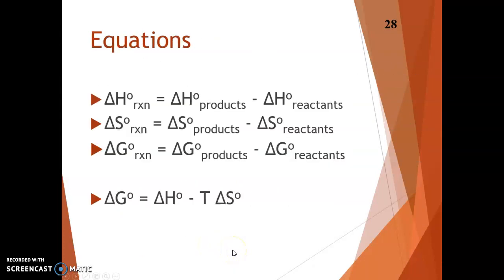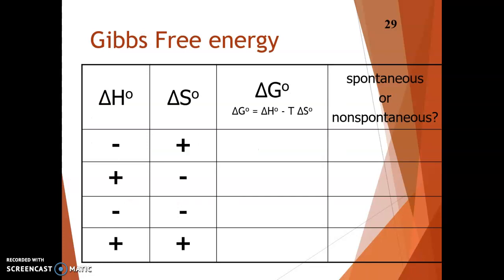Alright, so just a review of the equations here, and let's go through and make some predictions. If you have a negative delta H and a positive delta S, then put in a negative here, put in a positive for the delta S, the temperature will be a positive, so negative times a positive gives you negative. You already had a negative here, so there's no way you get anything other than a negative value for delta G. That means your reaction, in this case, with a negative delta H, negative enthalpy change, positive entropy change, is always spontaneous.